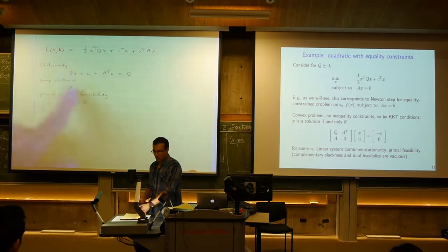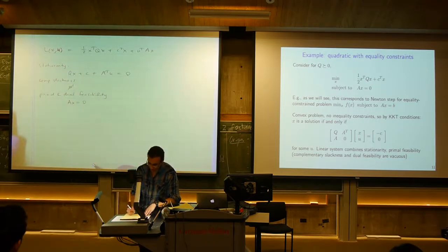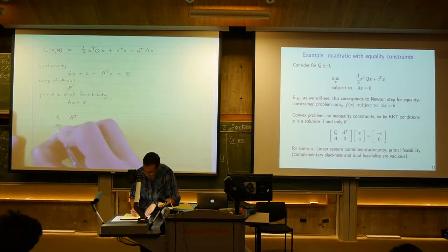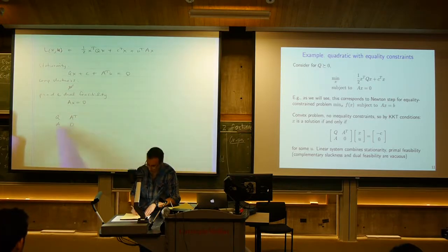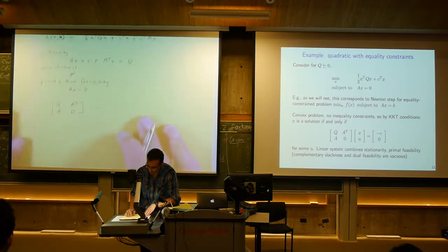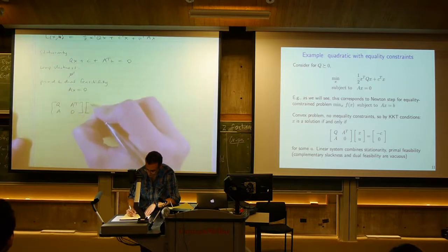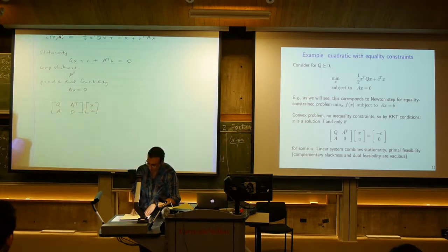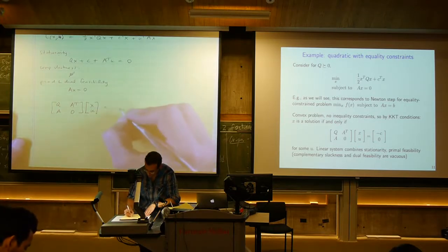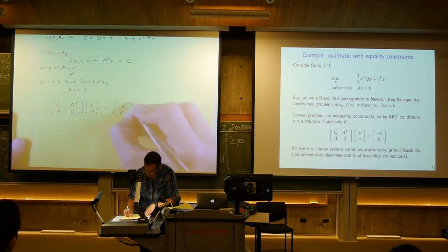It's pretty neat, right? Because it's very simple. In fact, it's just a single linear system in x. We can write this as follows. Q, A transpose, A, 0. Sorry, these are blocks of a matrix. I'm defining blocks of a matrix. This whole thing times the block variable x, u must be equal to, see if I got this right, minus c, 0.